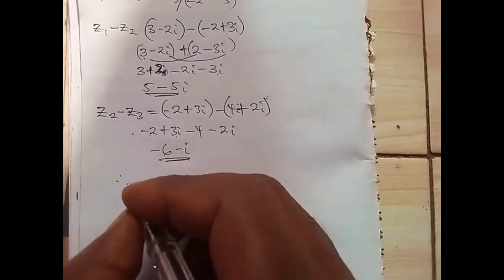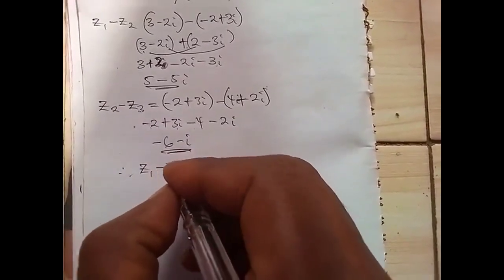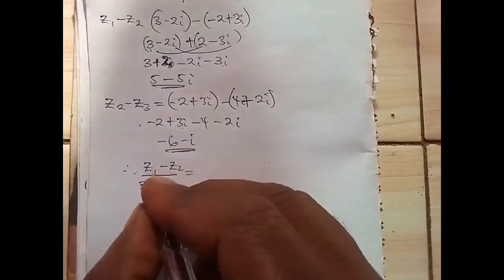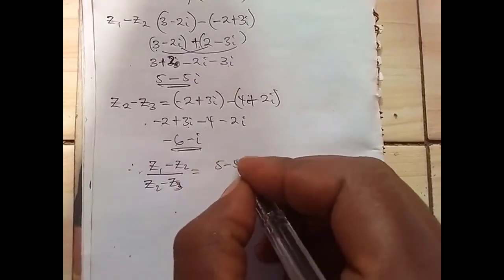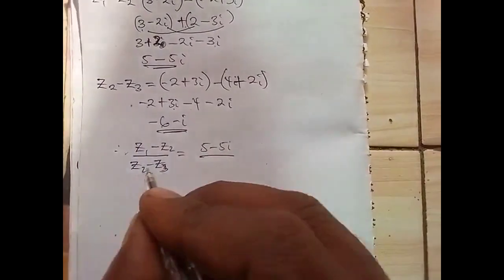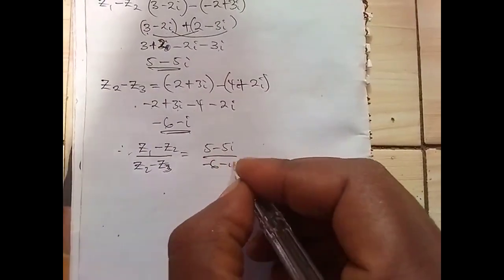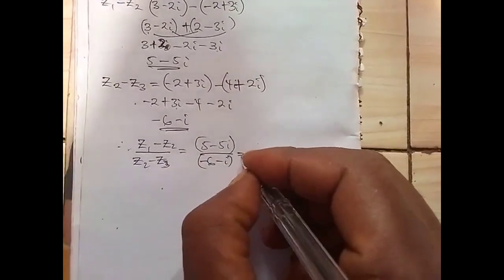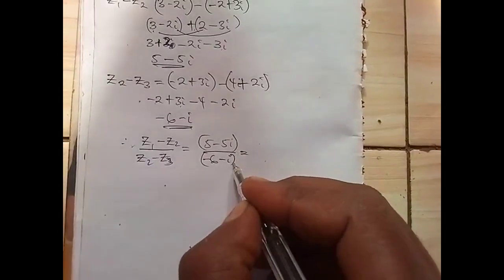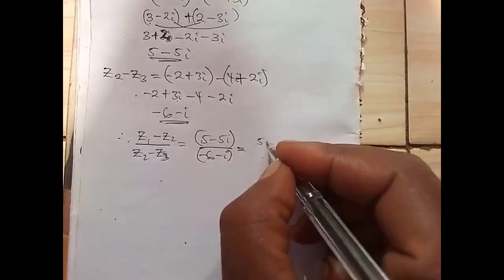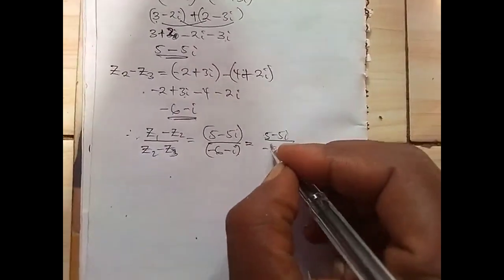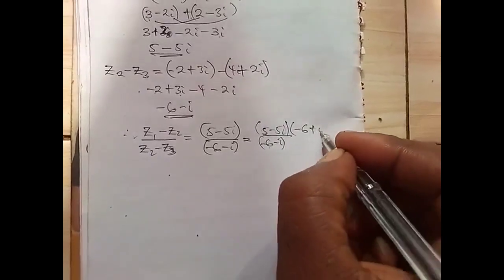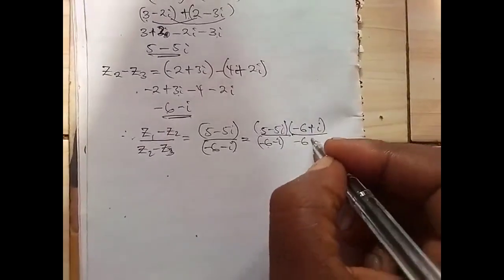Therefore, z1 minus z2 over z2 minus z3 will now be the answer we got here, which is 5 minus 5i, over the answer we got here, which is minus 6 plus i. Now that we have it, we rationalize. We multiply both the numerator and the denominator by the conjugate of the denominator. So we have 5 minus 5i over minus 6 minus i, times minus 6 plus i over minus 6 plus i.